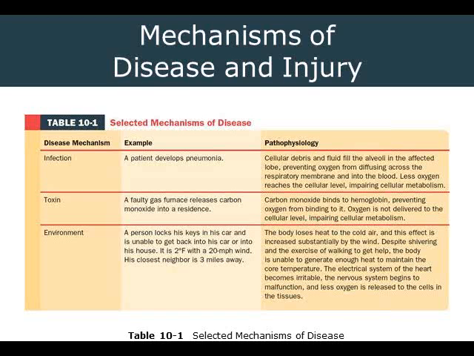The environment. The person locks his keys in his car. He's unable to get back into his car or into his house. It's about 2 degrees Fahrenheit out, with a 20 mile per hour wind, and his closest neighbor is 3 miles away.